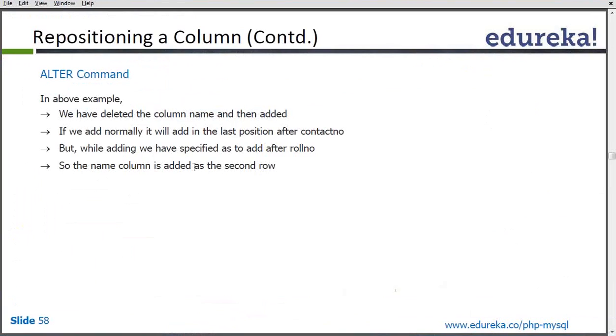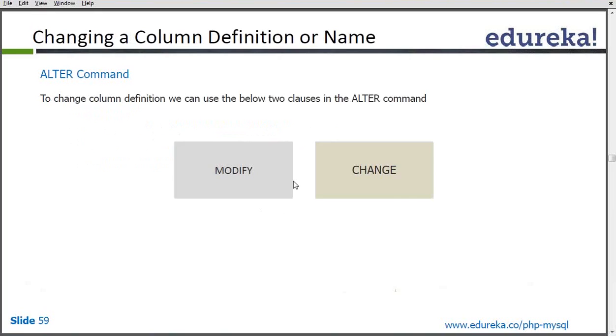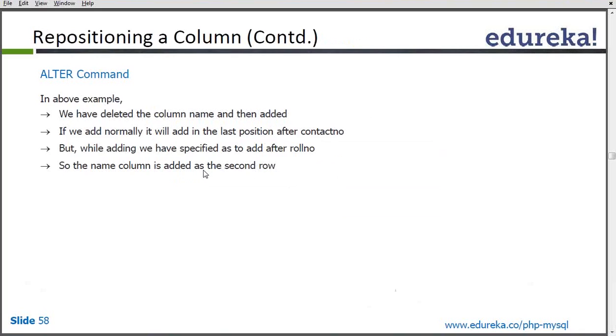See, in the above example, we are deleting a column, and we are adding a column at a particular location. So these are basically repositioning, or we can say variations of our alter command. So these are the two. This was the simple alter command to add or remove a column.